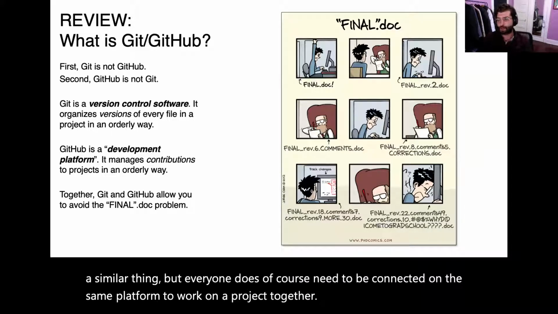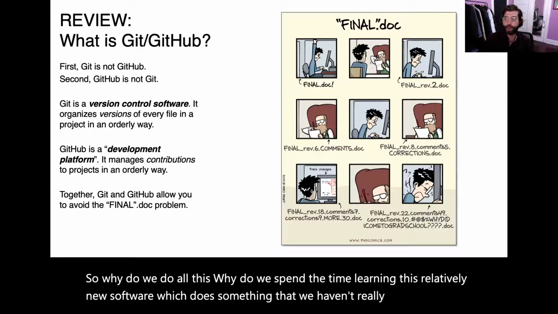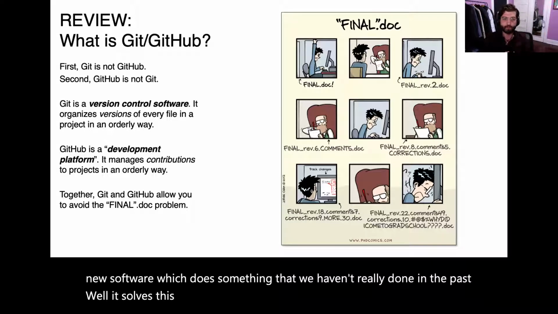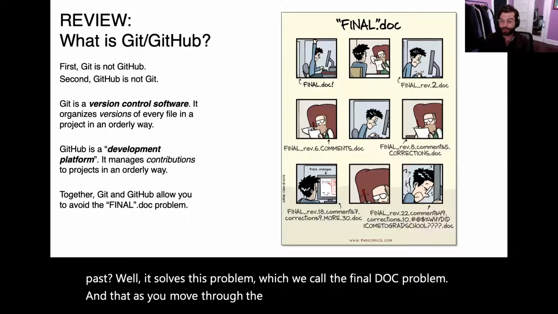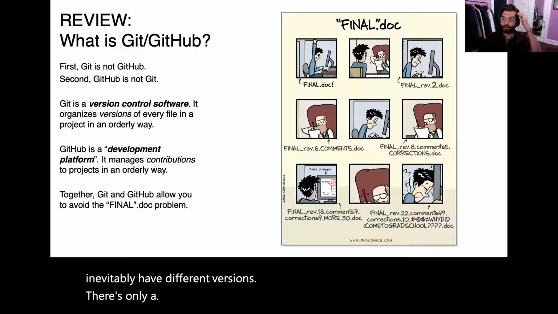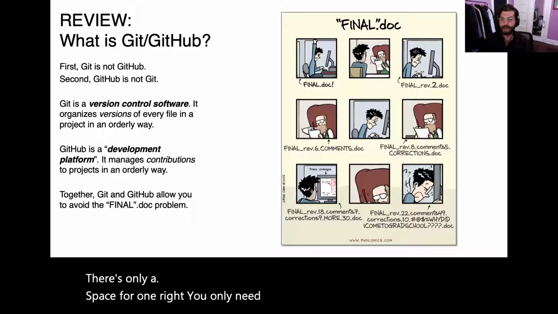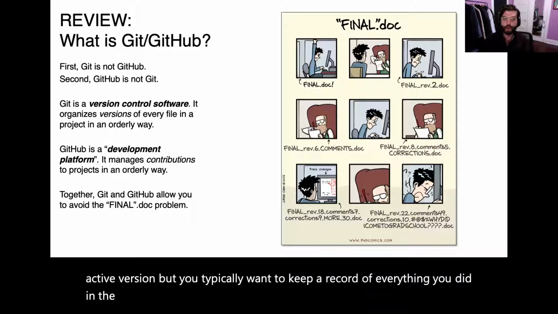So why do we do all this? Why do we spend the time learning this relatively new software, which does something that we haven't really done in the past? Well, it solves this problem, which we call the final.doc problem. And that is, as you move through the process of creating outputs, you inevitably have different versions. There's only space for one, right? You only need one of these versions to be the active version, but you typically want to keep a record of everything you did in the past so that you can go back and access it, edit it, change it, update it.